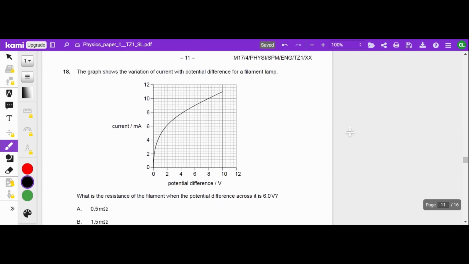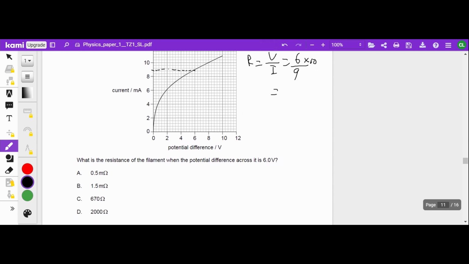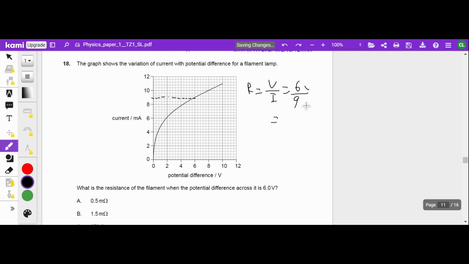The graph shows the variation of current with potential difference for a filament lamp. What is the resistance of the filament when the potential difference across it is 6 volts? Well, resistance equals voltage over current. So it equals 6, and when it's at 6 volts, the current is about 9 milliamps, so it's times 10 to the minus 3.